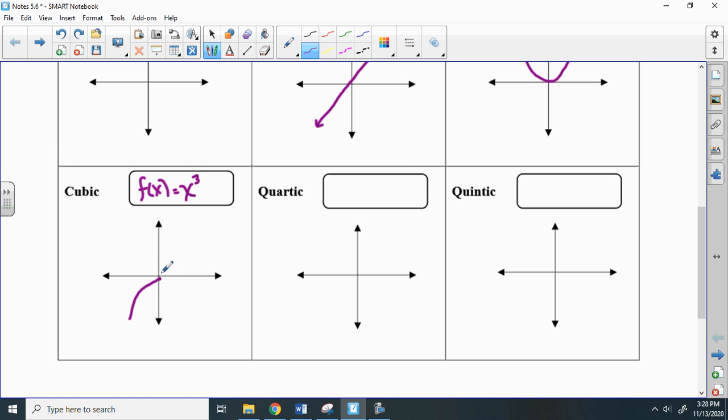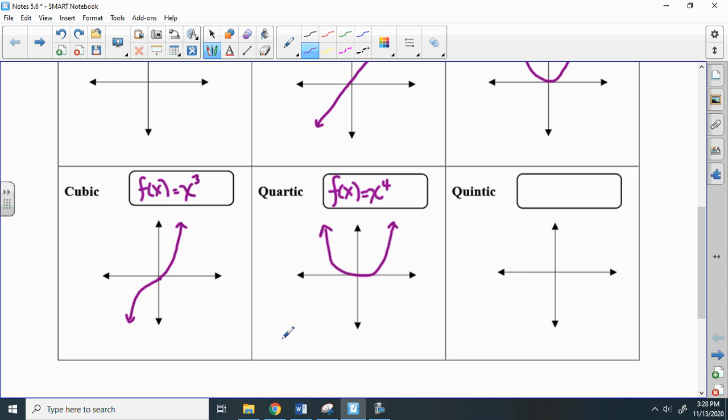It does curve through the origin, but we don't really call that a turning point in the sense that it actually changes from increasing to decreasing, or vice versa. For quartic, your parent function is x to the fourth. Typically that looks like a W, but because it doesn't have anything else with it, if you were to graph it on Desmos, it would just look like a really wide parabola.